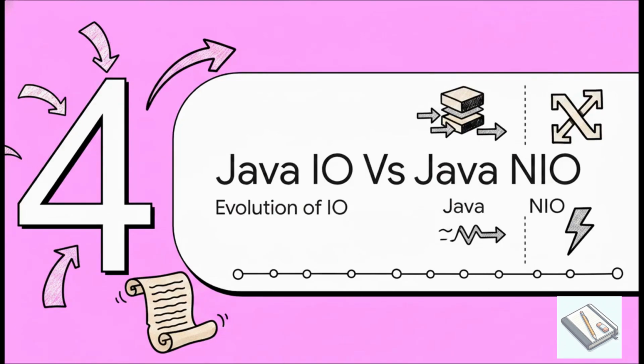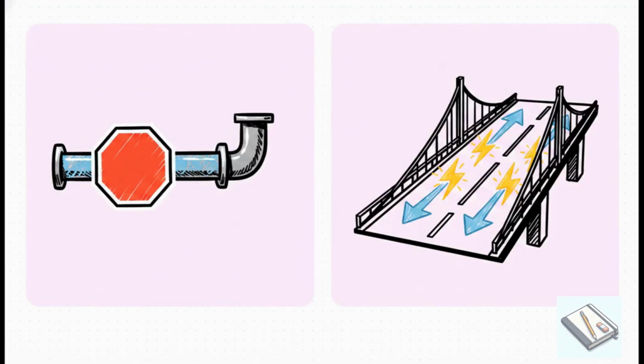Next up, Section 4, Java I/O versus Java NIO. So, back in JDK 4, Java introduced a massive architectural shift with Java NIO. That stands for New I/O. Classic Java I/O is stream-oriented, and crucially, it's blocking, meaning if a thread asks to read a file, that thread is entirely blocked. It just sits there twiddling its thumbs until the data arrives.